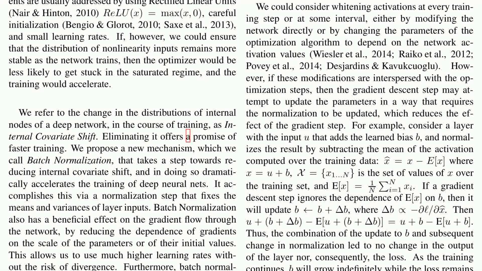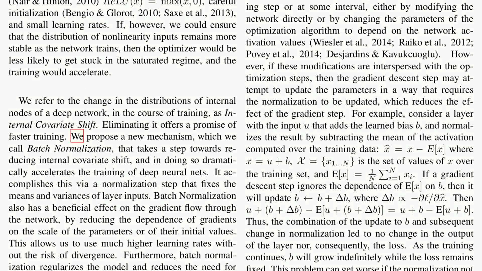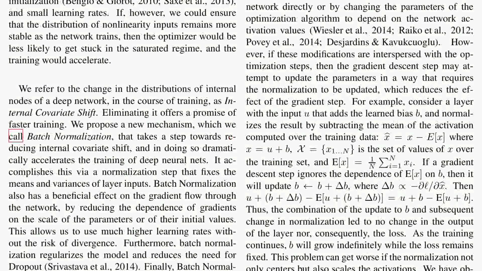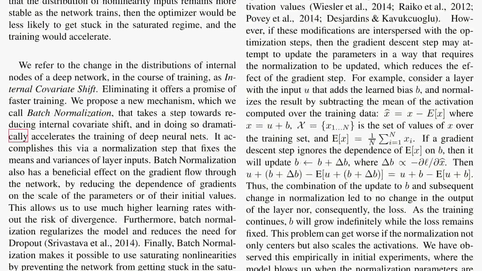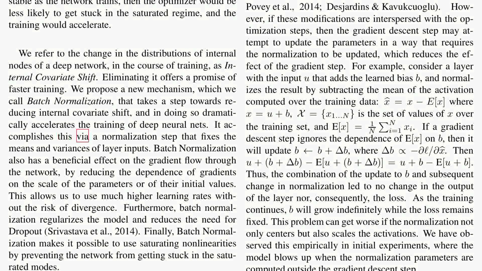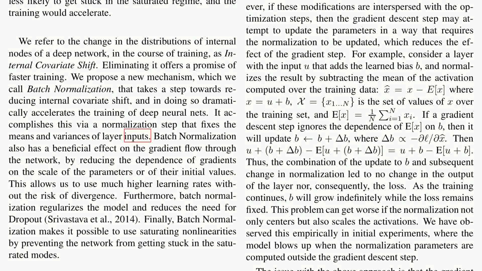Eliminating it offers a promise of faster training. We propose a new mechanism, which we call batch normalization, that takes a step toward reducing internal covariate shift, and in doing so dramatically accelerates the training of deep neural nets. It accomplishes this via a normalization step that fixes the means and variances of layer inputs.